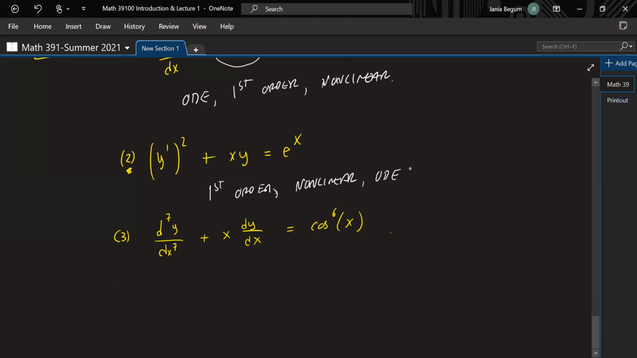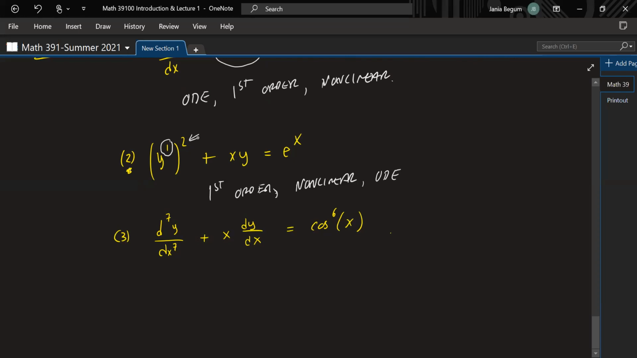Can you explain why it's not second order? It's not second order because the derivative we see in the equation is this one right here. It's only a first derivative. The derivative is being raised to a power, which is different from the order. Order is the highest derivative you see, which is a first derivative. Okay, thank you.